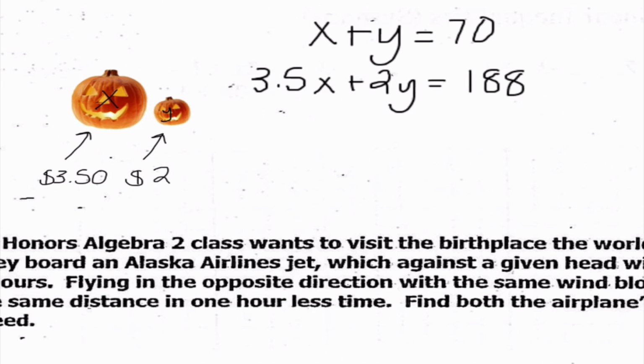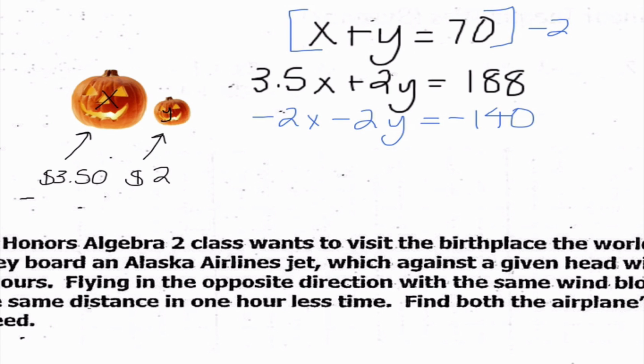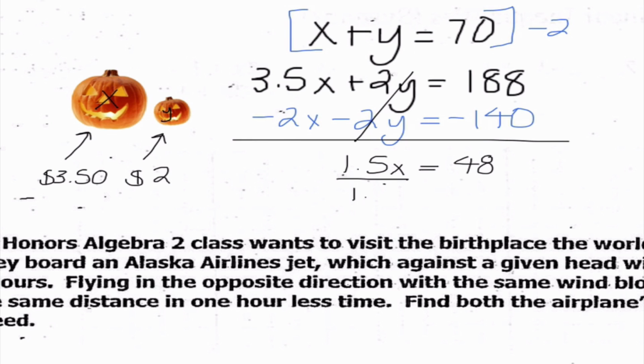I'm going to cancel out my y, so I'm going to multiply the top equation by -2, which becomes -2x minus 2y equals -140. Now I'm going to add these together. My y's cancel out, and I have 1.5x equals 48. To isolate x, I need to divide both sides by 1.5, and I get x is equal to 32. So that tells me we sold 32 of the big pumpkins that cost $3.50.